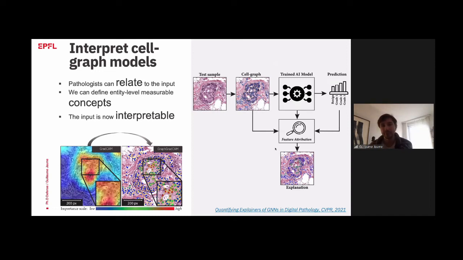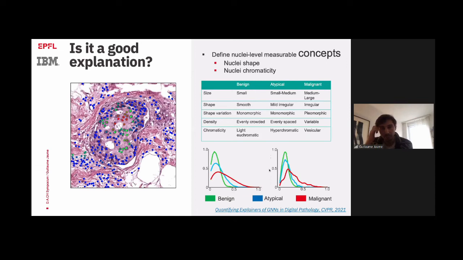We start by applying a feature attribution method to highlight the regions where the algorithm is focusing on. The simplest and most popular one is, of course, to use GradCAM, but alternative methods exist. And we obtain something like this here, where important nuclei are shown in red and less important ones in blue. And we also want to go one step further to understand if it is expected that the AI model is focusing on this set of nuclei to make its prediction.